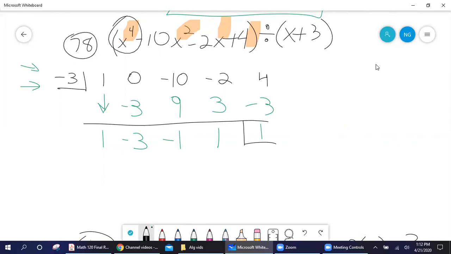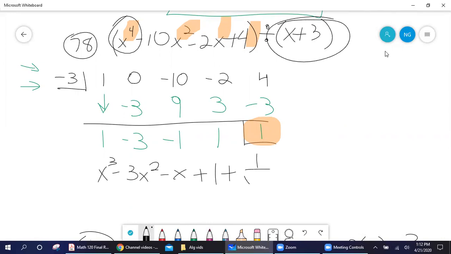I had a degree 4. When I divide it, it's going to drop by 1 degree. So this is going to be 1x cubed minus 3x squared minus 1x plus 1. Remember, this last number is my remainder. That's going to be plus 1 over my divisor, x plus 3.